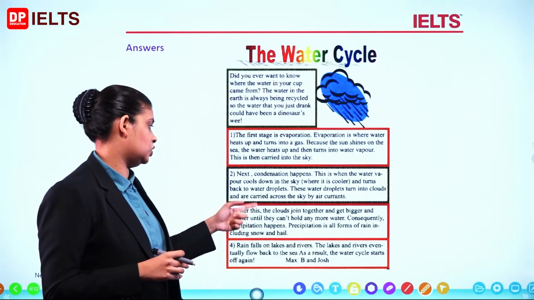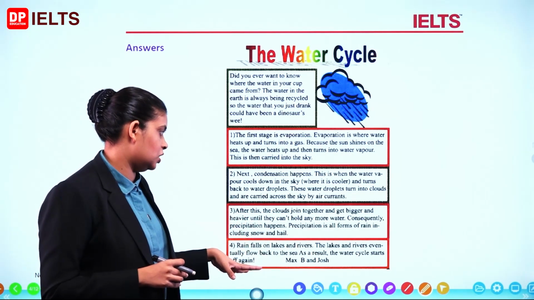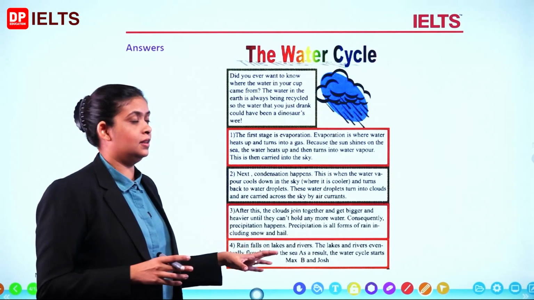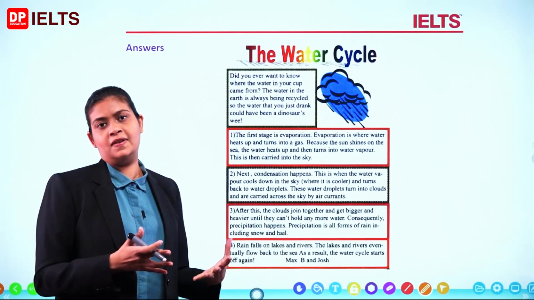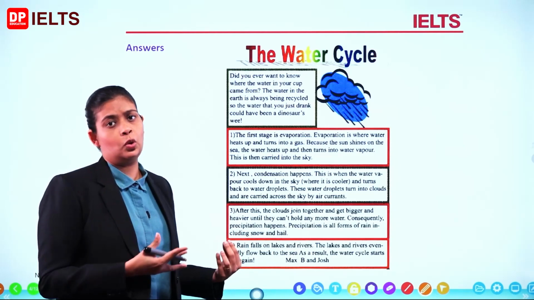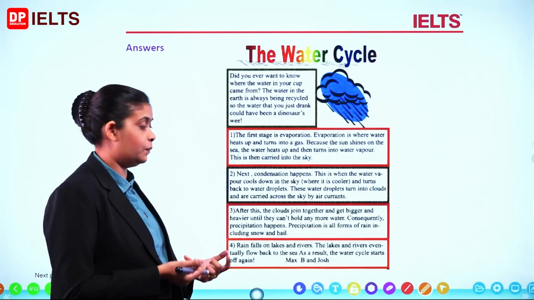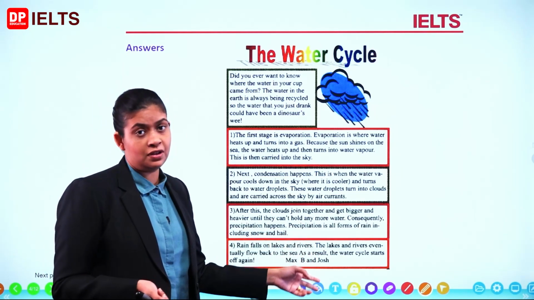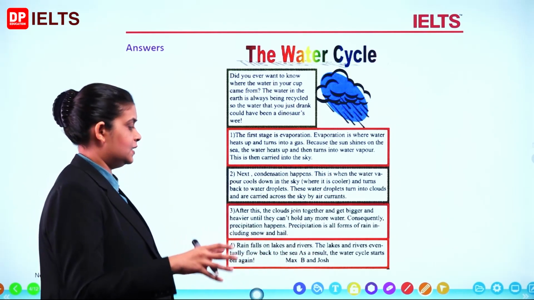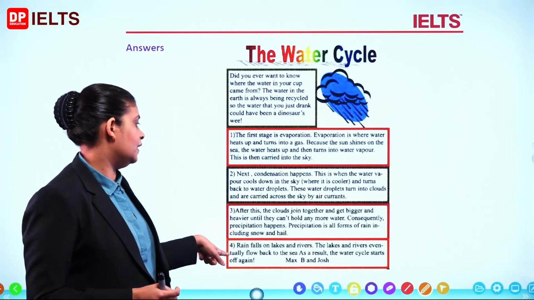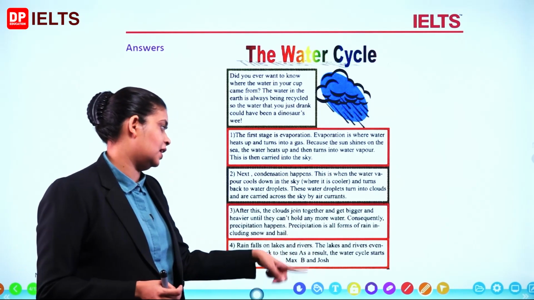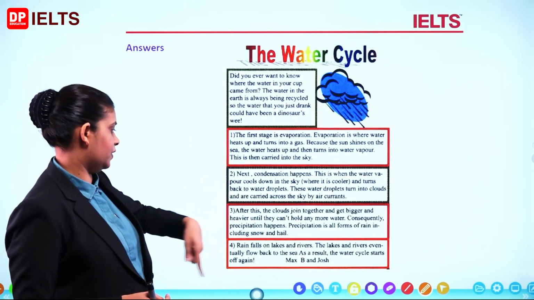Consequently, precipitation happens. Precipitation is all forms of rain including snow and hail. So precipitation means any kind of rainfall, it could be water, it could be snow, right? It could be hail. Rain falls on lakes and rivers. The lakes and rivers eventually flow back to the sea. As a result, the water cycle starts off again, right?